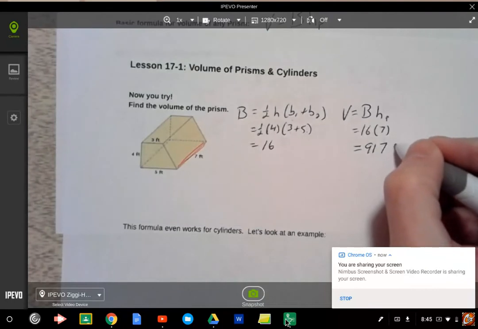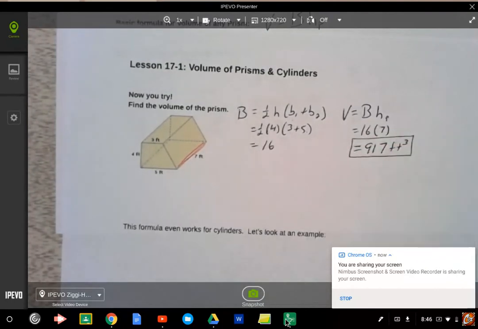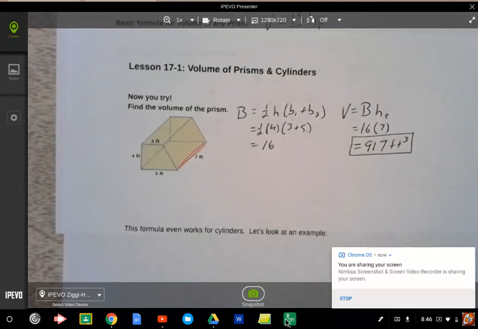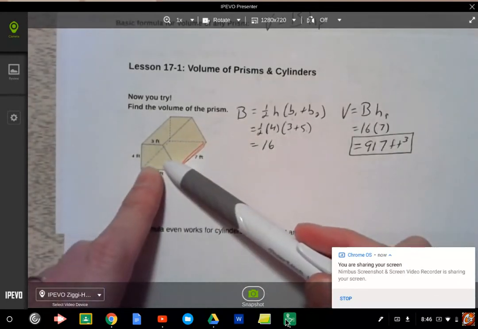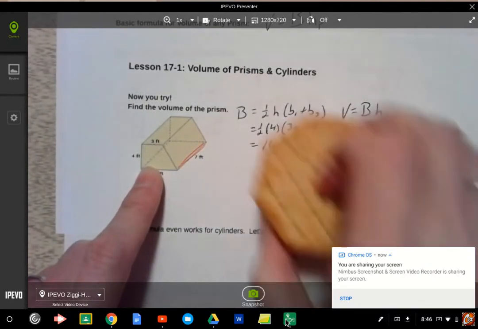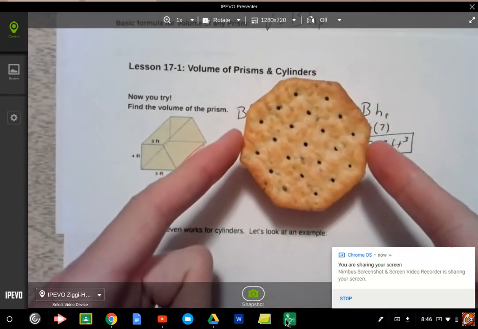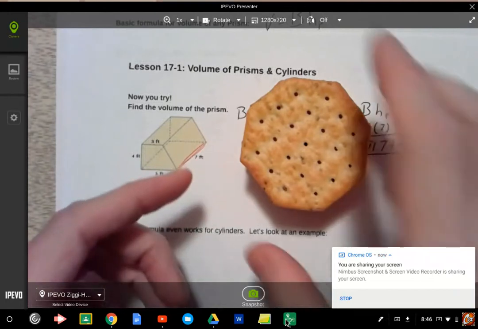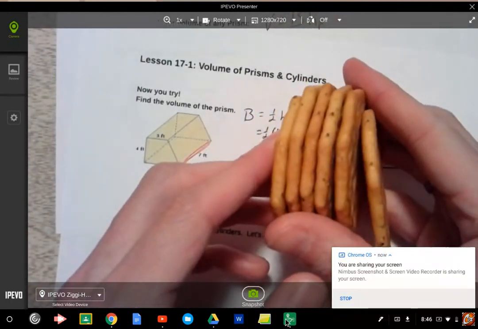And there we go. That is going to be cubic feet. So it's a very, very simple problem. Nothing too complicated. All we need to do is figure out what this is. Even if I went as far as going back to my crackers, all I got to do is find the area of the octagon and multiply it by the number of crackers.